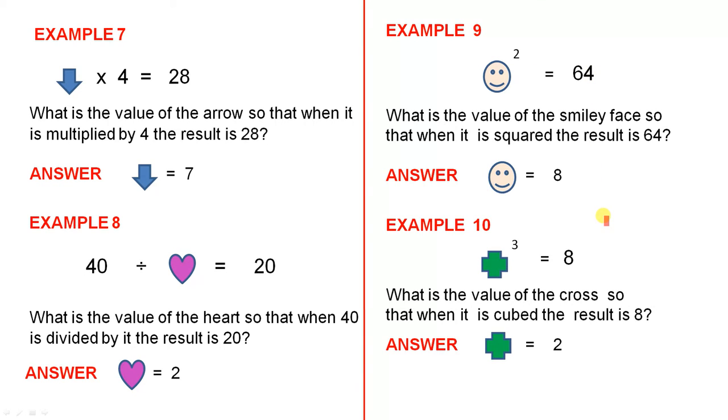And finally, example 10. What number when you cube it gives you 8? Now cube means you multiply the number by itself 3 times. So the cross must be 2 because 2 cubed is 8, or 2 times 2 times 2 gives you 8. So you can see how the times tables are very helpful.